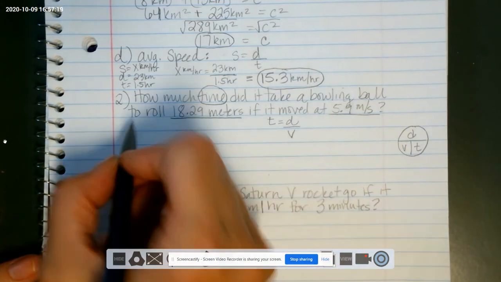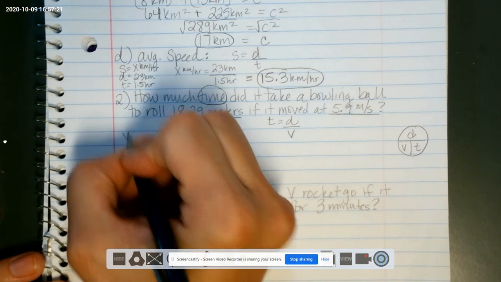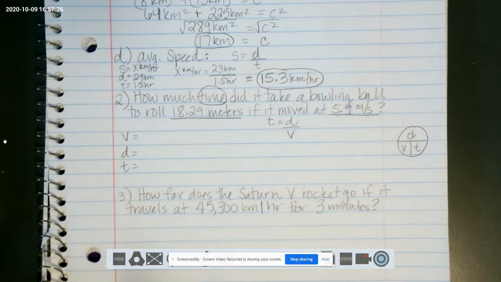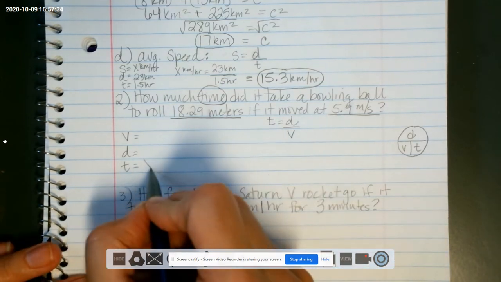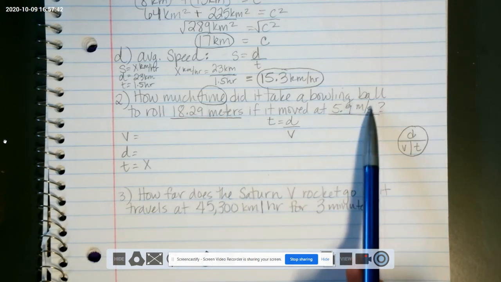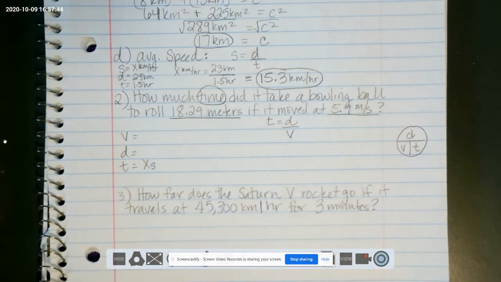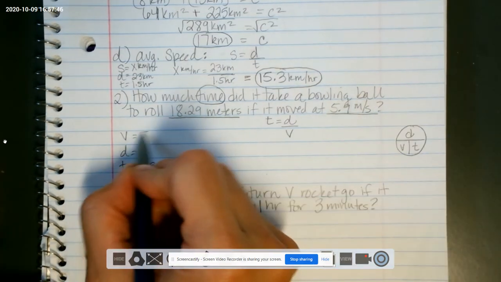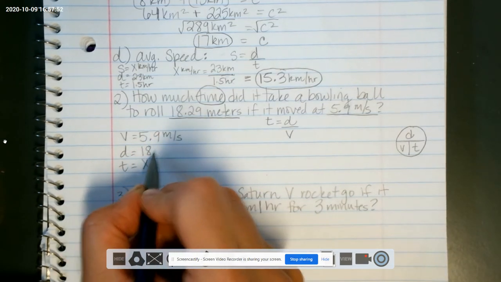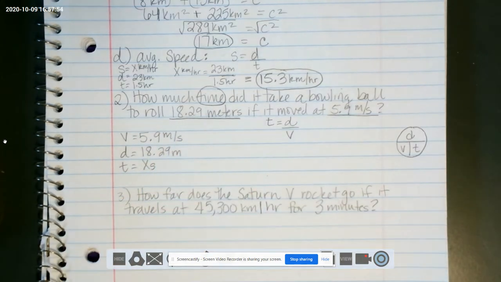So now I'm just going to get my variables written down. So I need a v, a d, and a t. Now some of you might wonder why I always go in this order. Doesn't matter. You can put them in any order. I just do v d t because wherever I put the x is what I'm looking for. So in this case, we're looking for time, so I can just go right down there and put time. Now I have to look at my units. So I have meters and meters per second, so most likely I need to find my time in seconds. So it's going to be x seconds. My velocity is 5.9 meters per second, and my distance is 18.29 meters.